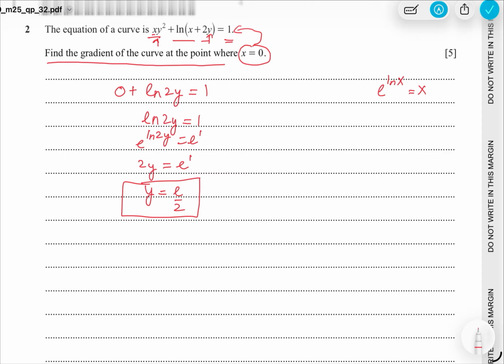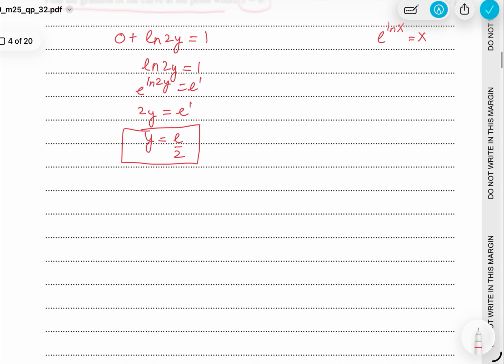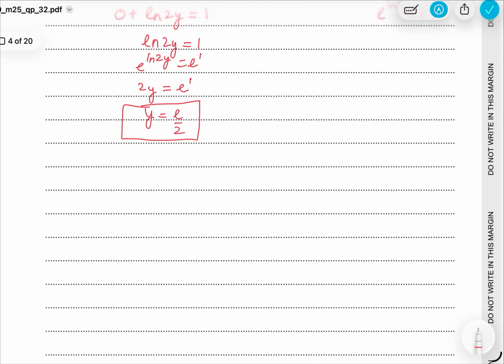We will apply product rule in this one and chain rule in this one. Applying product rule in xy²: differentiate the first term, that would be 1 times y², plus, keeping the first term the same, differentiate the second one, that would be x times 2y dy/dx. Now the question arises, why are we putting x as 1 and y² as 2y dy/dx? Why is this happening?